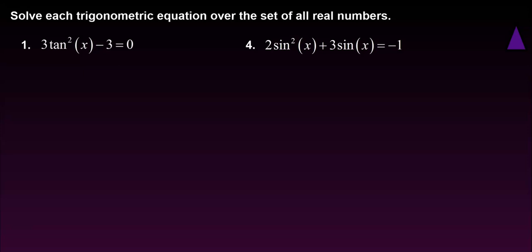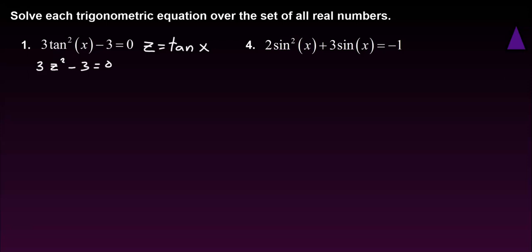Solve each trigonometric equation over the set of all real numbers. So in a problem like this, 3 tangent squared x minus 3 equals 0, we want to first use a little substitution to make the problem more simplified. So we're going to say z is equal to tan of x. So now I can replace tan of x with z. So we have 3z squared minus 3 equals 0. So now we can go ahead and solve this like we've done many a times.